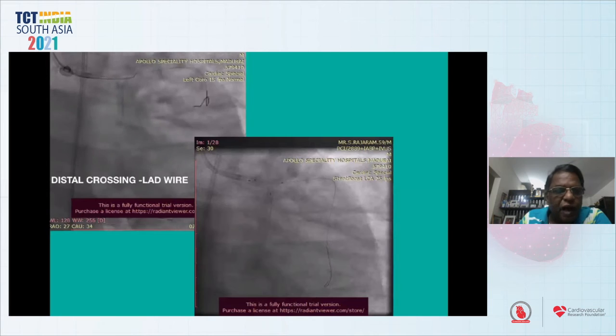But you need to be careful to pass the LAD wire in the distal stent. For that, I jailed the initial LAD wire, which helps in confirming whether the stent is distal or not. Obviously, you could see the distance between the jailed wire and the currently passed wire, which probably confirms it is in the distal stent. With that, I did the first kissing.